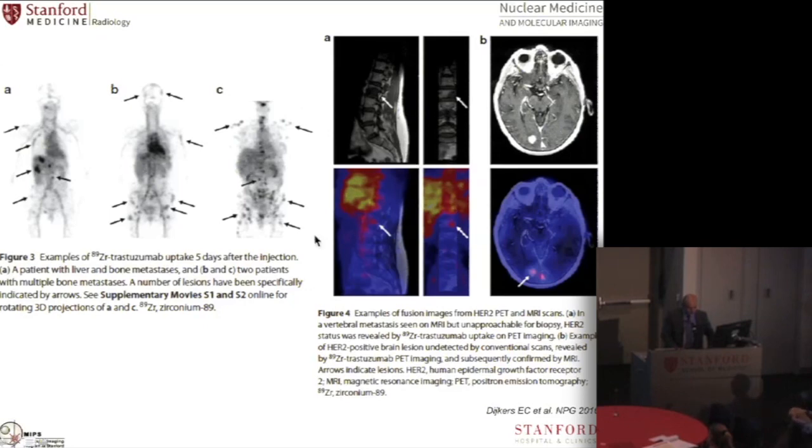And here, just to illustrate the fact that some of these findings that were seen on PET alone were later confirmed by imaging findings with MRI, such as a brain metastasis and multiple bone metastases in the spine.